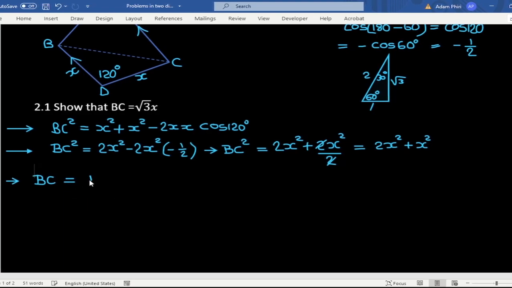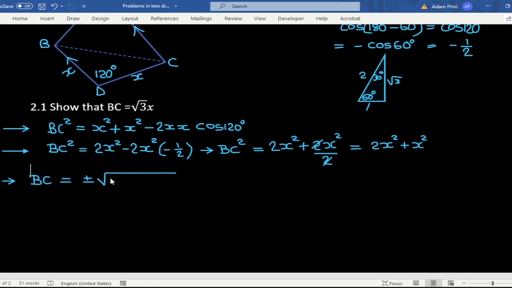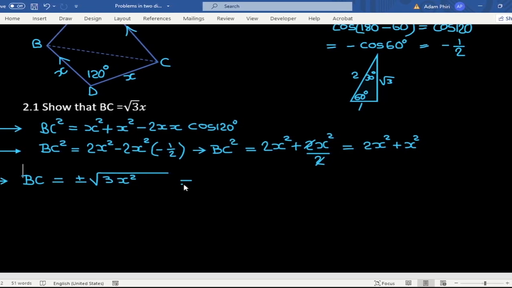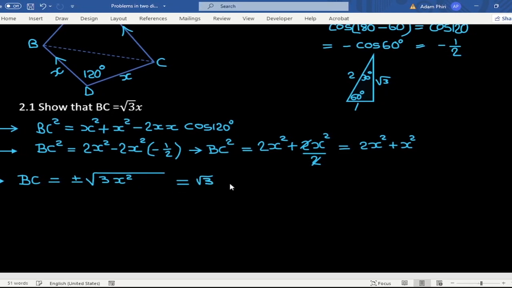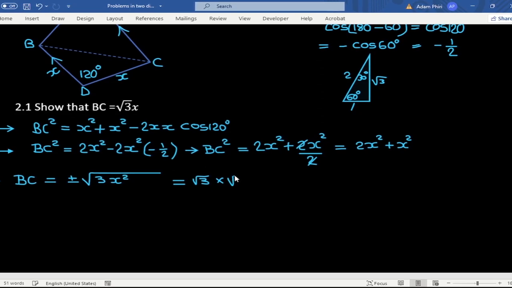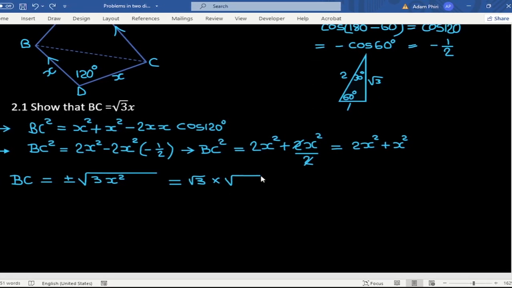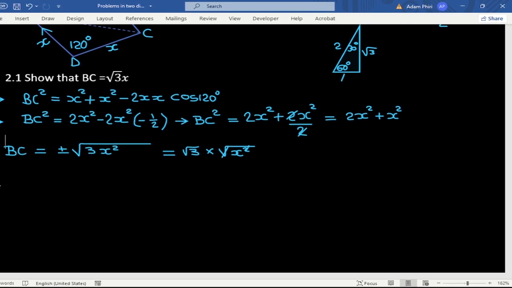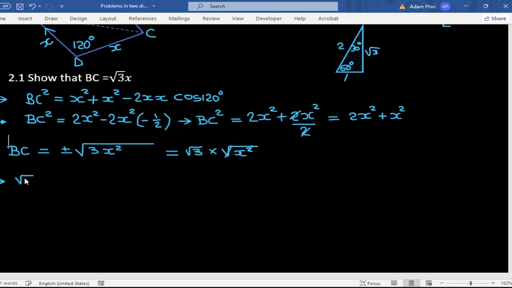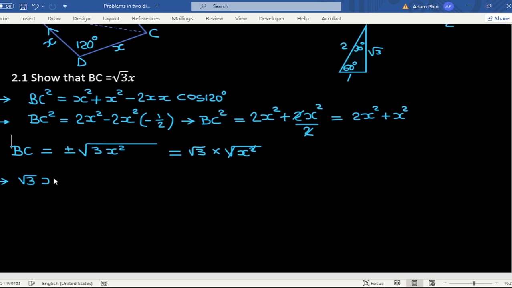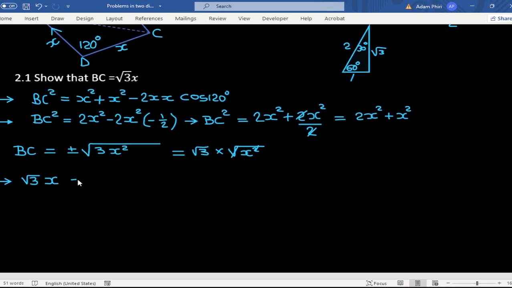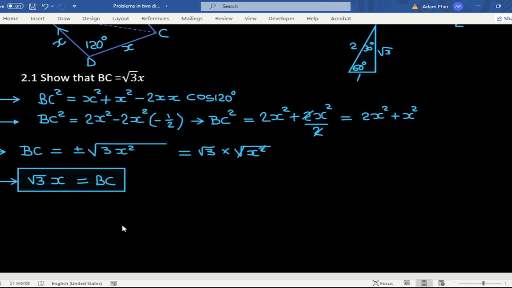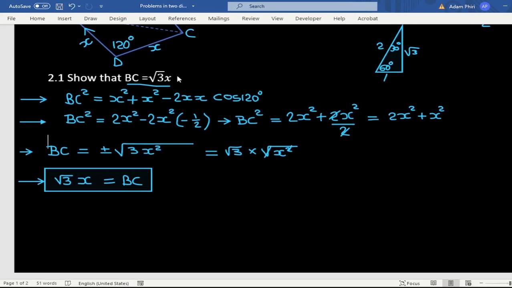BC is equals to plus or minus root 3x squared. So 2x squared plus x squared is 3x squared, so that's going to be root 3 multiplied by root x squared. So the square cancels out, the root cancels out the power 2, so we have root 3x, which is equals to BC. So we have proven that part.